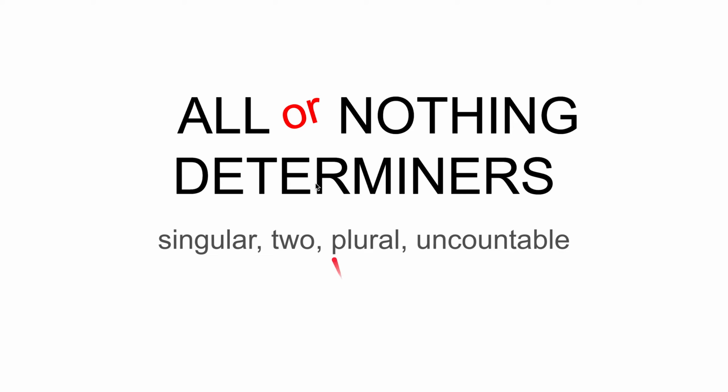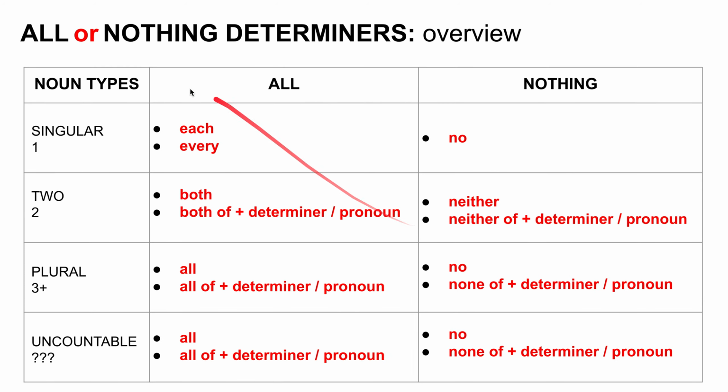Good afternoon. Today we're going to be looking at all or nothing determiners. We're going to be looking at determiners for singular nouns, for when we talk about two nouns, for plural nouns, and uncountable nouns. When we talk about singular nouns, we're going to be looking at each, every, and no. The determiners that we will look at when we talk about two nouns will be both, both of, neither, neither of. When we talk about more than three nouns, that is plural nouns, we'll be discussing all of, no, none of. And for uncountable nouns, we'll be looking at all of, no, and none of.